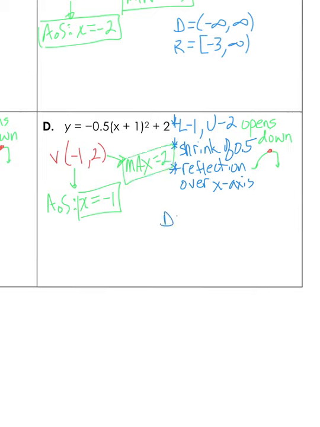My domain is -infinity to +infinity, but my range, like the previous one, this keeps going and going down, so I can't get to my lowest value. So I go from -infinity until I reach that maximum. So -infinity to the maximum, which is +2.